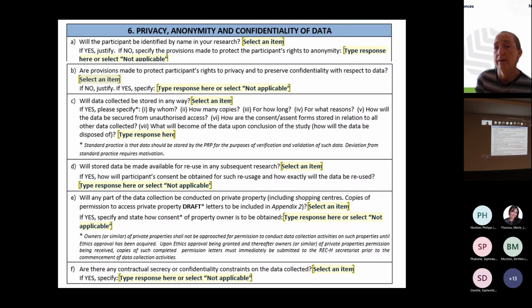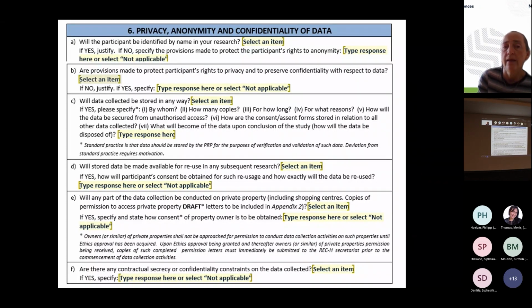Let us quickly look at D. Will data be made available for reuse in any subsequent research? Okay, that is the reuse. You now understand what it means. It's not for publication purposes. This is, I want to do a postdoc after this with another study. I want to do a comparative study between my data from South Africa and data from Ghana, for example. It's a new study, another study, so it's not the same study. It's not for publication purposes. I want to do a follow-up study. I want to compare. That is reuse.